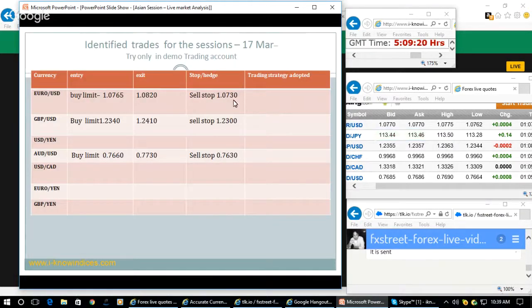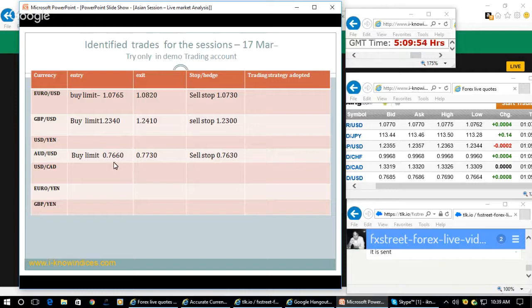So the trade calls for the day: near the low 1.0765, you can try to take a buy with the hedge order at 1.0730 and take profit around 1.0820 when they are making the rise. Then in the case of GBP, 1.2340 could be the buy level around that low, and they could reach above 1.24. You can watch and close with a profit. 1.23 could be the hedge order.